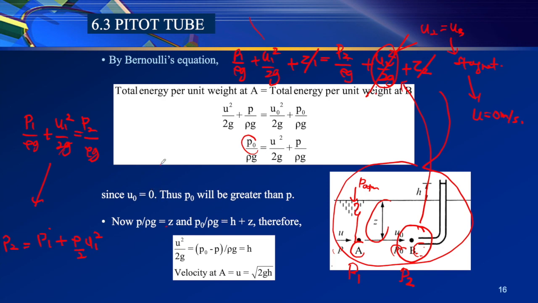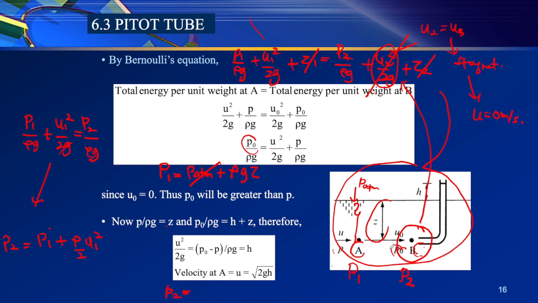Okay, so to get what is P1, P atm plus rho g z. Now our calculation is based on gauge pressure, therefore P atm is 0. So P1 is rho g z. What about P2? So take a look here.